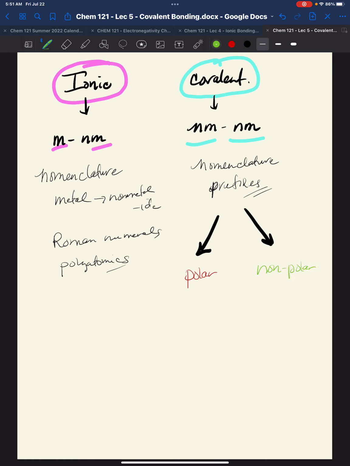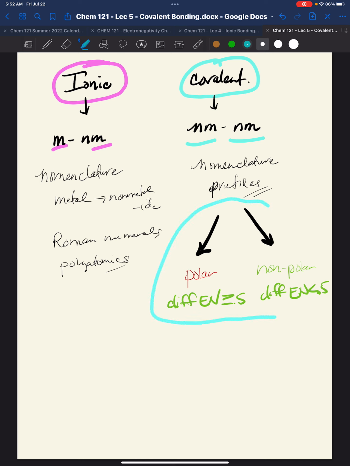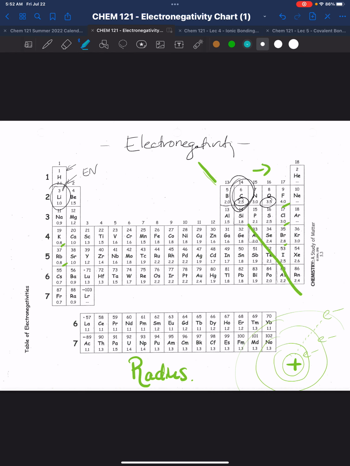And again, a difference in electronegativity of greater than or equal to 0.5 makes it polar, and a difference in electronegativity of less than 0.5 makes it nonpolar. So those are some numbers that you might want to put on your cheat sheet, so that you have that. And make sure you can refer to this table right here over and over again to make those decisions.